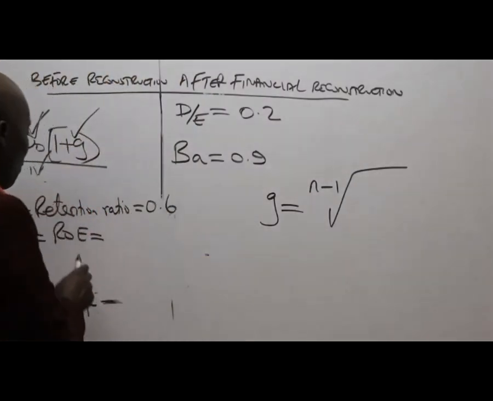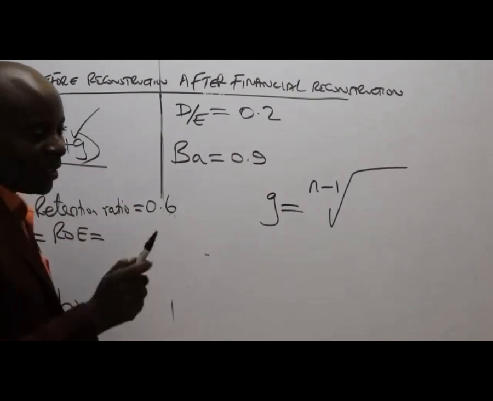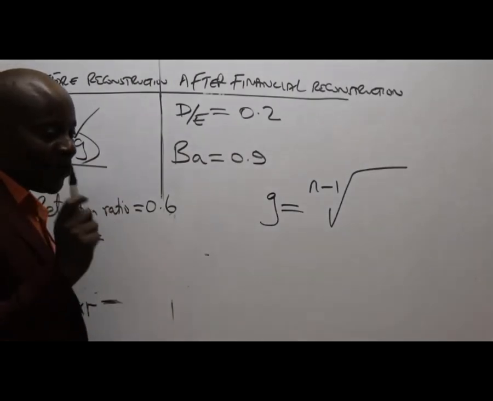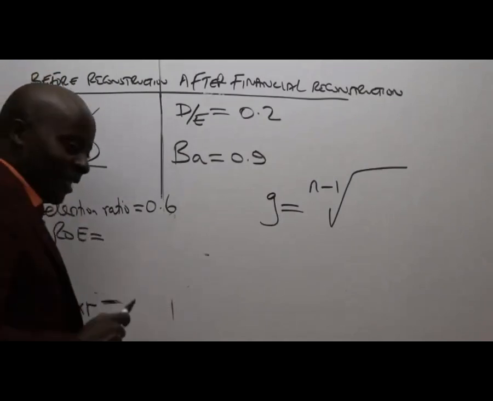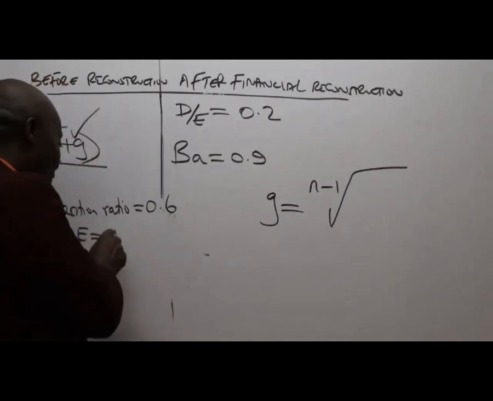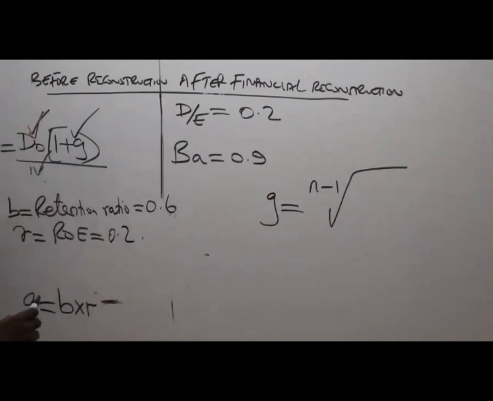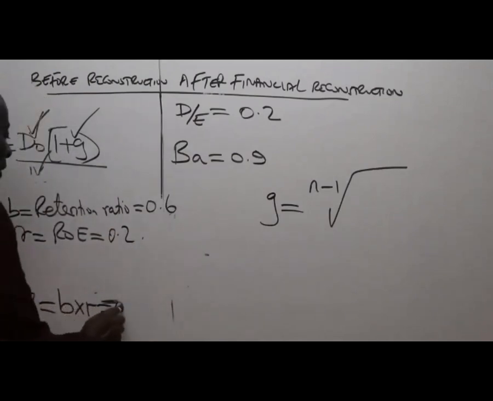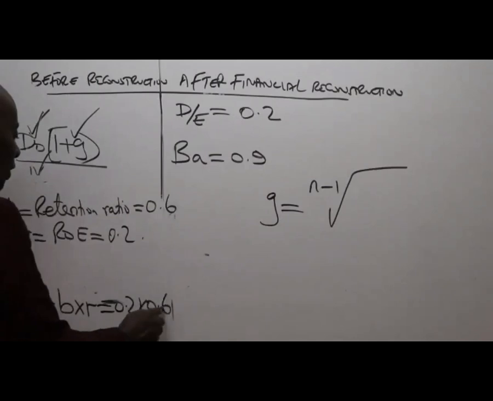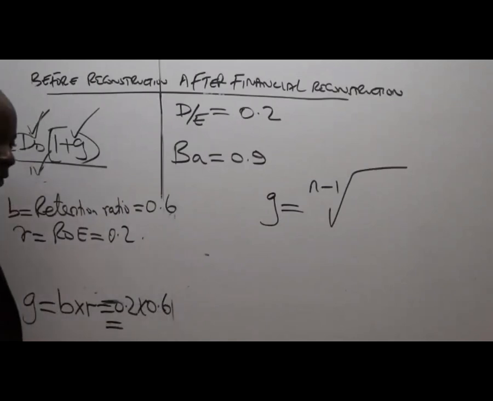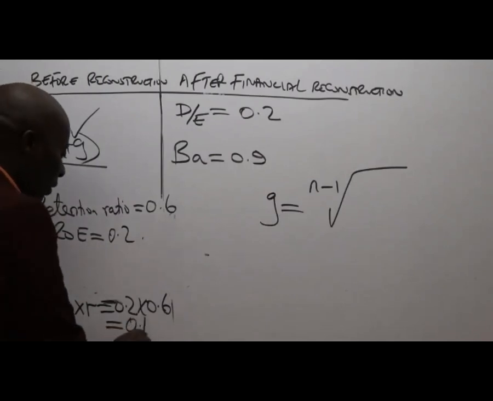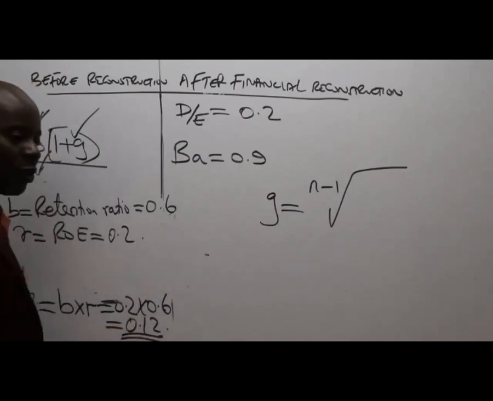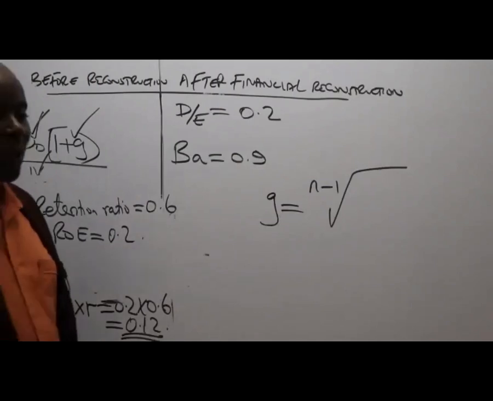And then we have the return on equity. Fortunately, we calculated it somewhere. Yes, 0.2. Thank you very much. So our growth rate here will be 0.2 times 0.6, which gives us 0.12.